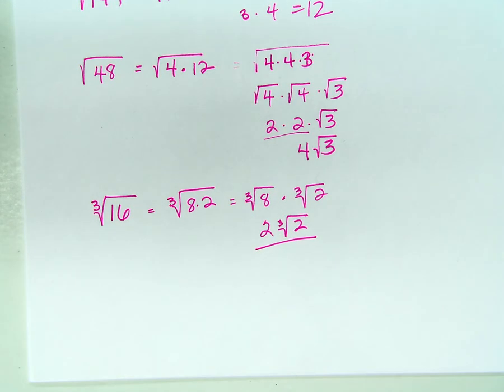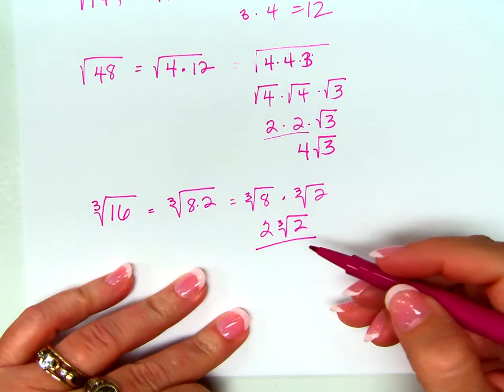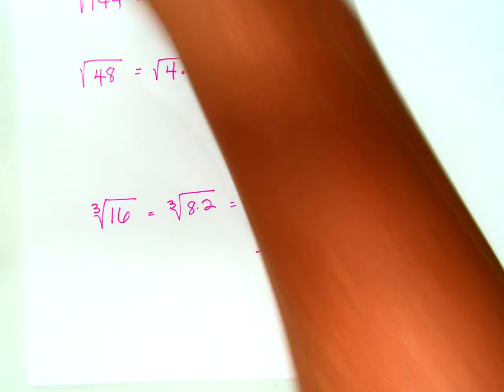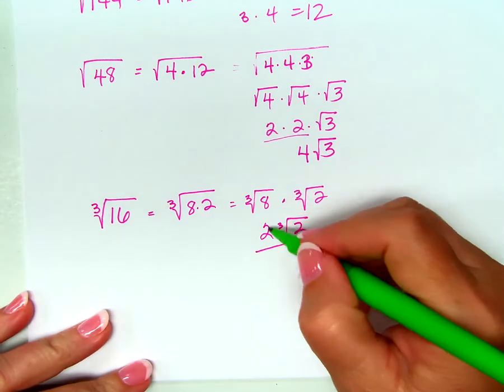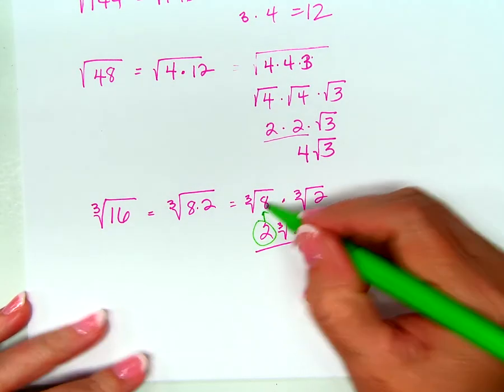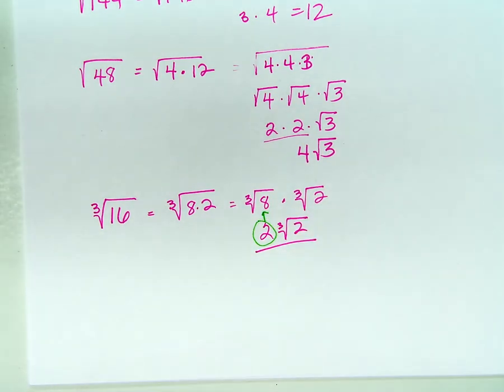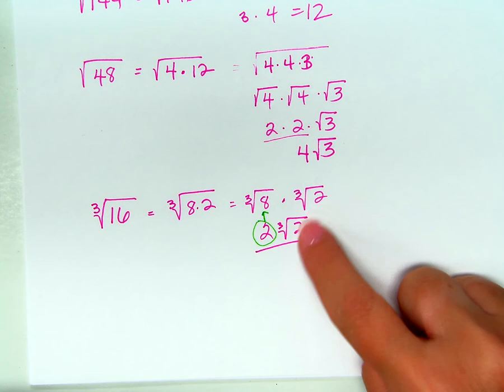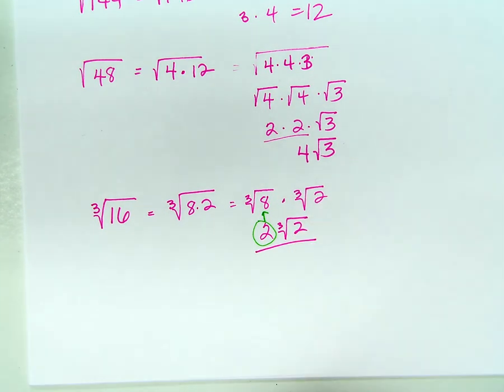Wait, what happened to the 2 is the cube root of... Oh, yes. Did I not make that clear? I apologize. Thank you for helping out. Okay? We got this 2 right here by taking the cube root of 8. And then we got this cube root of 2 because we don't know what the cube root of 2 is, so we just write down cube root of 2.